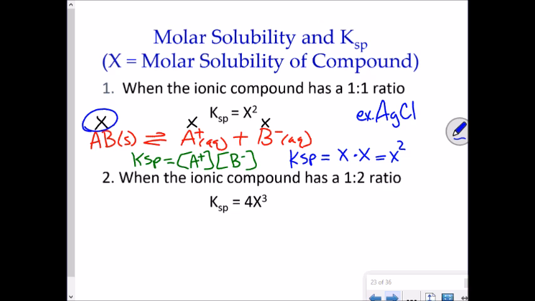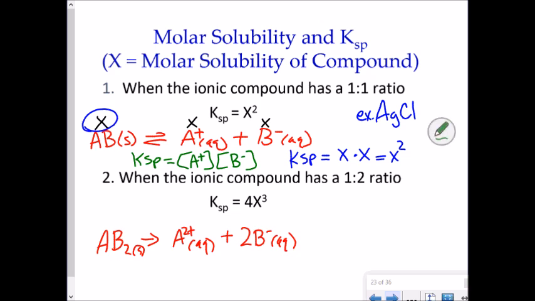Now, when it has a 1-to-2 ratio, as you see, it's 4x to the third. How do we get that 4x to the third? Well, let's take a look. Let's write out the generic. This is going to be something like AB2, a 1-to-2. Still gives you the A, but this is now a 2 plus, right? This is solid. And we're going to get 2 of our B minuses, right?